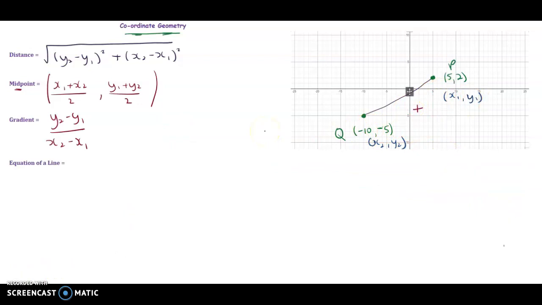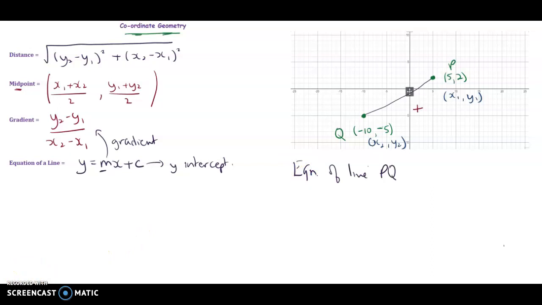The equation of a line is this: y is equal to mx plus c. My m is my gradient, which would be from here, and my c is my y-intercept. The y-intercept simply means the point that cuts the y-axis. To find the equation of the line PQ, I would have to have the gradient, which I just found, which is 7 over 15. And I would need to figure out the y-intercept.